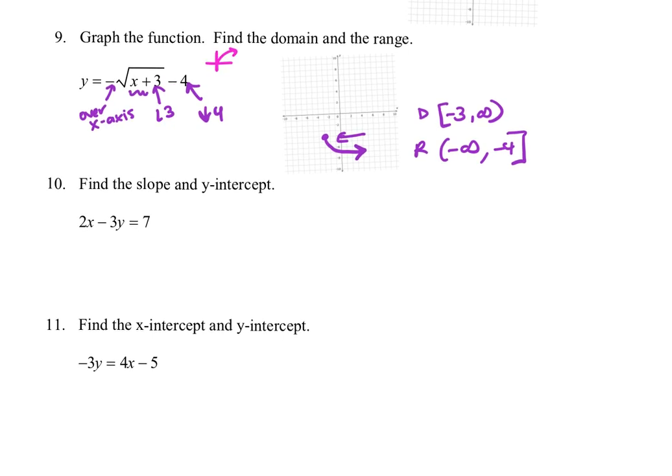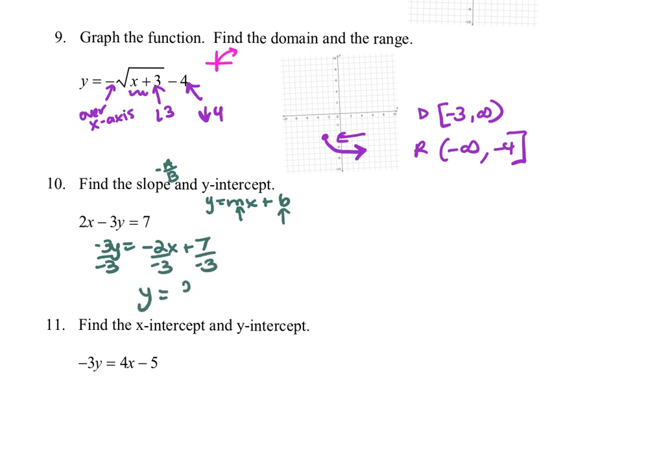Okay, number 10, we're back to lines. So slope and y-intercept here. If it was just slope, you could use that negative a over b shortcut. But because it says both, you might as well get it into y equals mx plus b format. And then the m is your slope and the b is your y-intercept. So I'm going to leave the negative y, subtract the 2x, and then divide everything by negative 3.